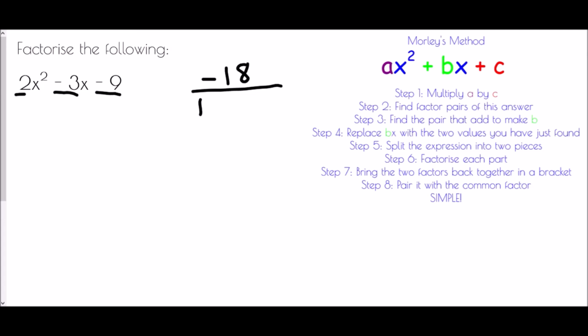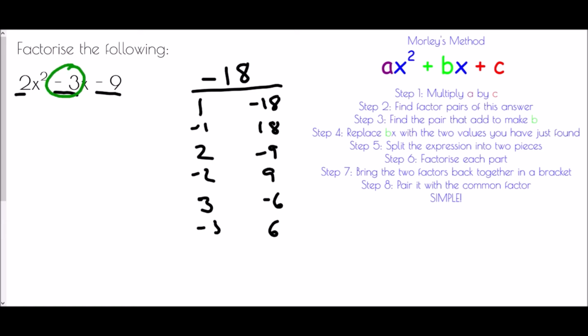And so that would be 1 and negative 18, or negative 1 and positive 18, 2 and negative 9, or negative 2 and positive 9, and could be 3, negative 6, or negative 3, 6. The key is we want a pair which would add to make negative 3. This means that in this case the negative number needs to be the larger one, and it's going to be this pair here, 3 and negative 6.